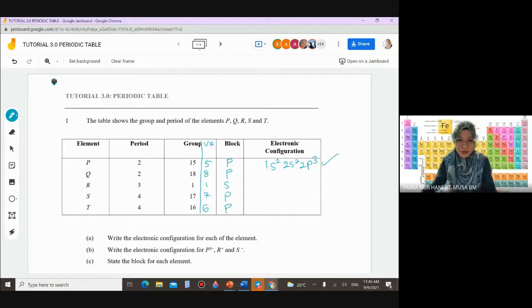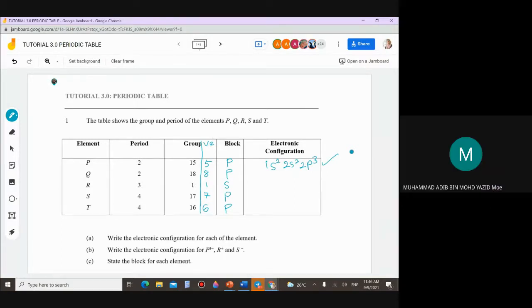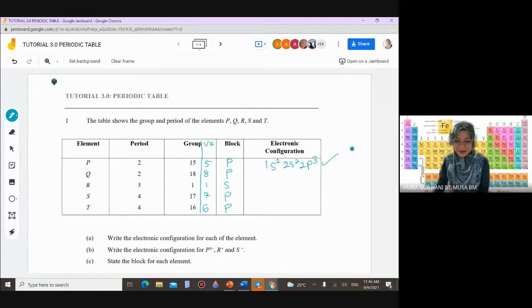Okay, siapa nak cuba buat untuk Q pula? Siapa saya nak suruh? Adib lah. Mana Adib? Tulis. Siapa nak buat R? Kita bagi peluang. Angkat tangan. Volunteer tak ada.